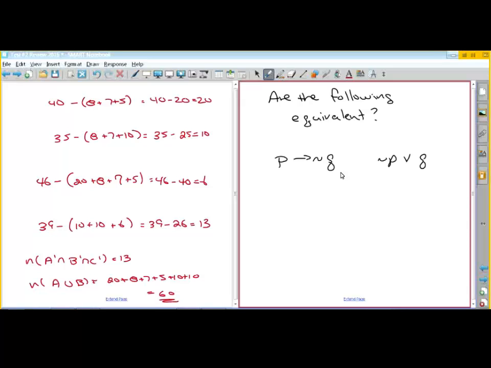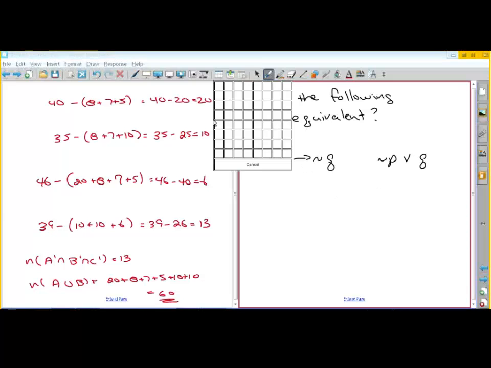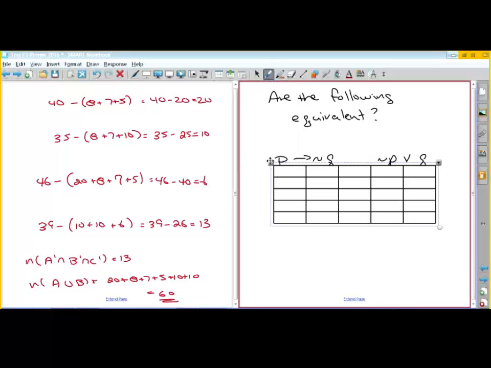Okay, we're going to ask about whether certain statements are equivalent. And they're going to be on the order of something like this. Will involve P and Q, or not P and Q, not Q, ands, ors, if thens, all the logic things that we know how to do. So what you have to do is you have to construct truth tables for both of these and then look at the final result. Both of these are going to require a 5 by 5 table.